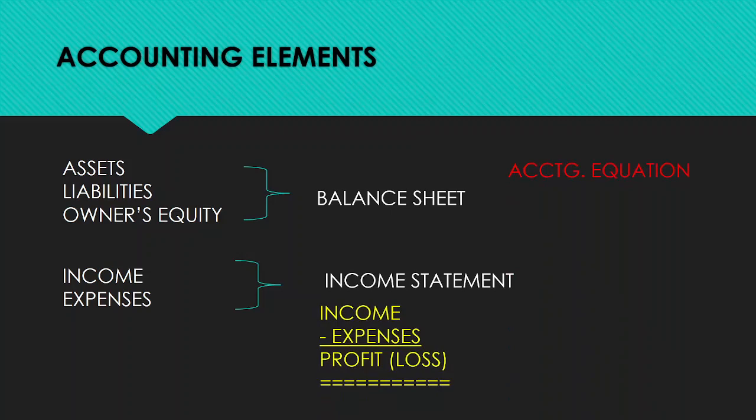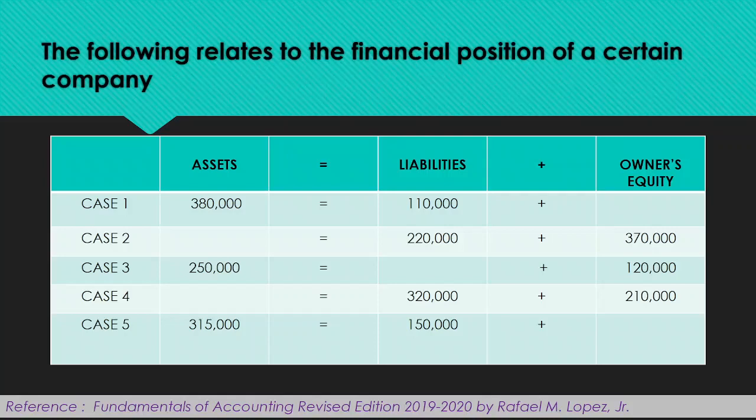Okay, let us have an acronym that is going to represent our accounting equation. We have the ALU. A stands for assets, L for liabilities, and OE for owner's equity. Please note that at all times, the total assets must equal the total liabilities plus owner's equity, as expressed in the basic accounting equation. Now let's proceed to your problem.